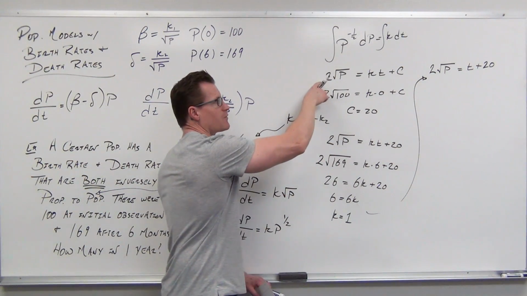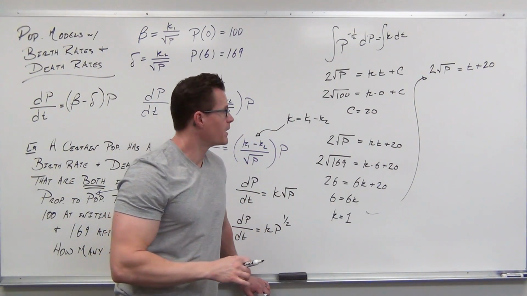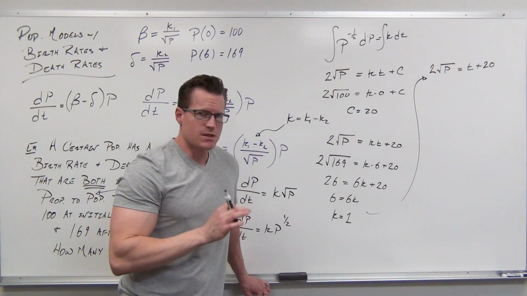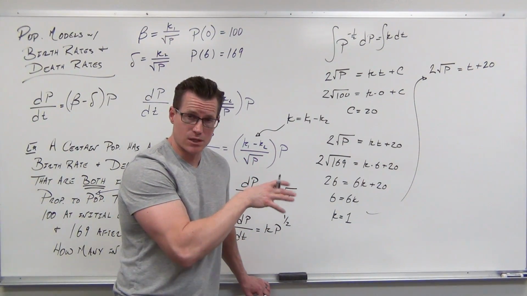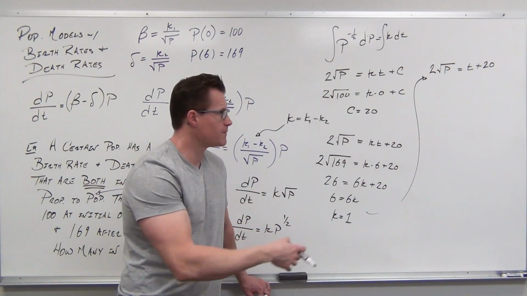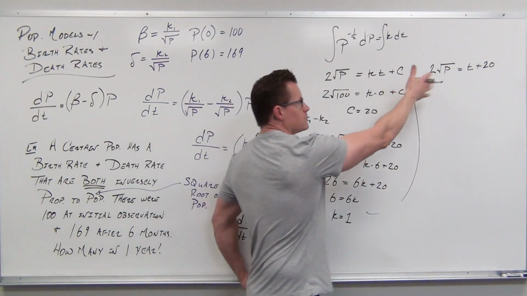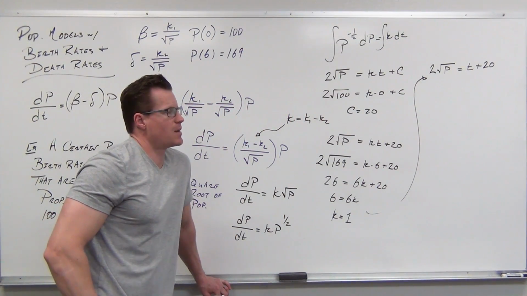If we need to solve for p, I showed you how to do that with an initial population. If we don't, if we're answering specific questions about a specific population like we are here, find your c first with an initial condition, find your k second with how the population is varying, and then we have this model. 2 square root of the population equals time plus 20, where time is in months.